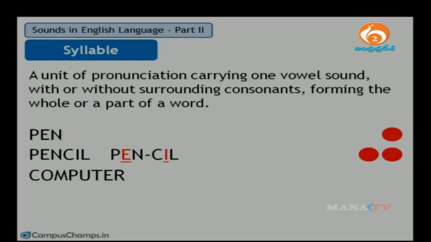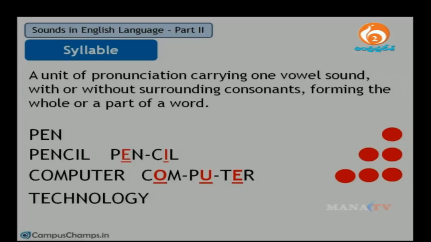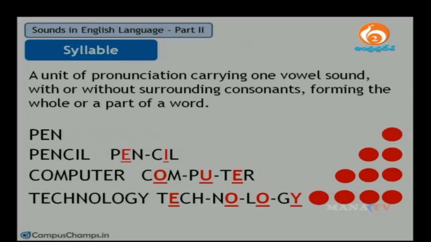If I have the word computer, that means 1, 2, 3, computer, 3 syllables. I have technology. The correct pronunciation is, it's not technology, it's technology. So the pronunciation technology has 4 syllables, technology, 4 syllables. So every beat of sound in a word is a syllable. All right, you need to remember it that way.